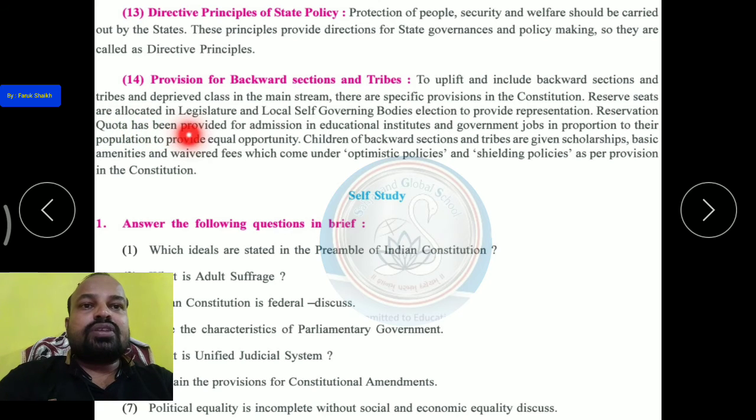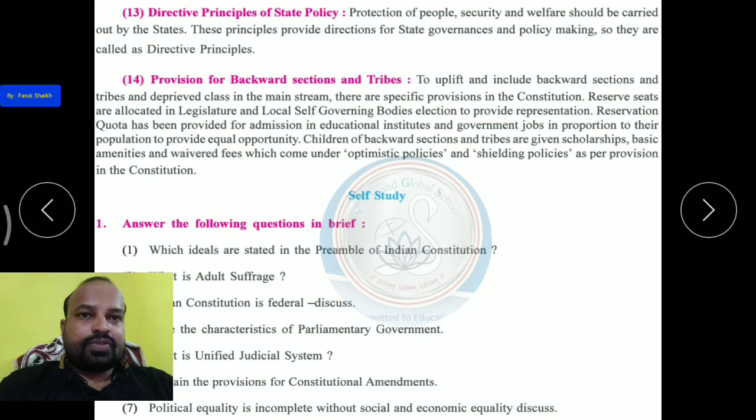Reservation quota has been provided for admission in educational institutes and government jobs in proportion to their population, to provide equal opportunity. There is also reservation given for them in educational institutions, and also in government jobs. It means some seats are reserved for them, according to their population, to provide equal opportunity.